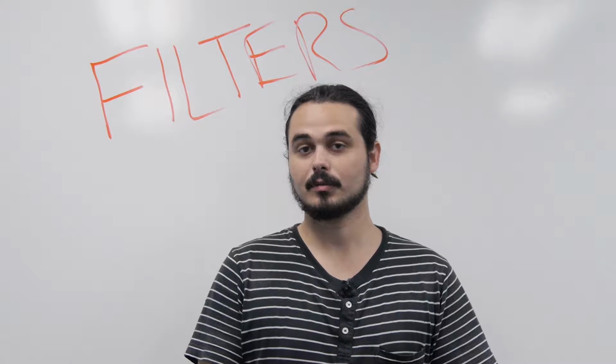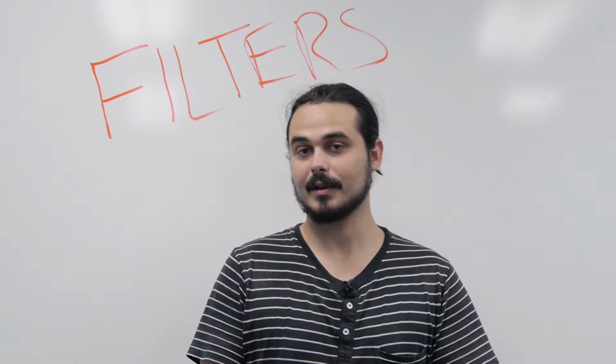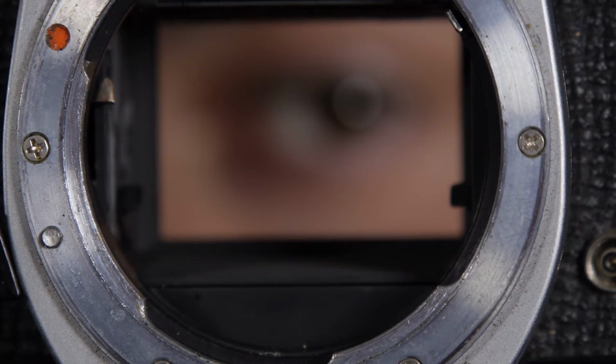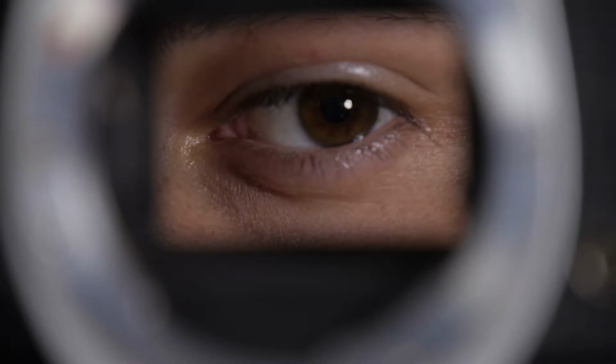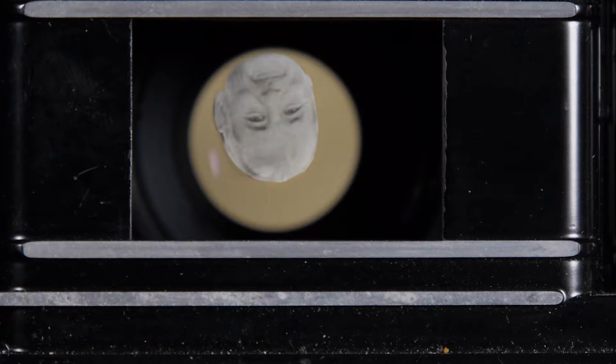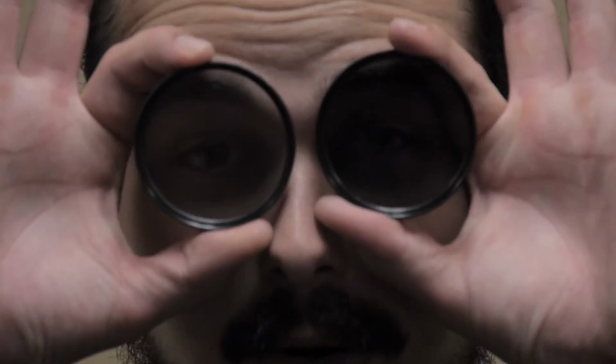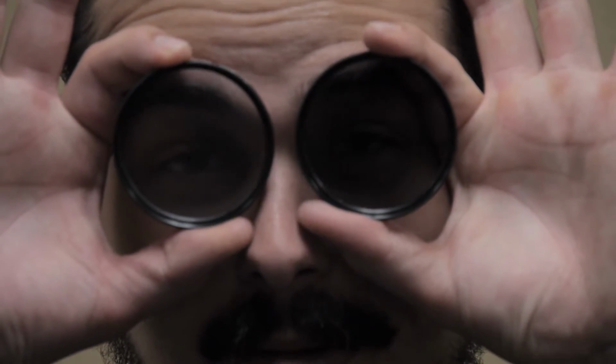Filters are optional rings you can screw onto the end of your lens to filter light in additional ways. Everything we've talked about so far is comparable to your eye. The sensor is like the retina in the back of your eyeball. The shutter is like your eyelid blinking. And the aperture is like your pupil getting bigger and smaller. Continuing this analogy, filters are like glasses or sunglasses for your camera.